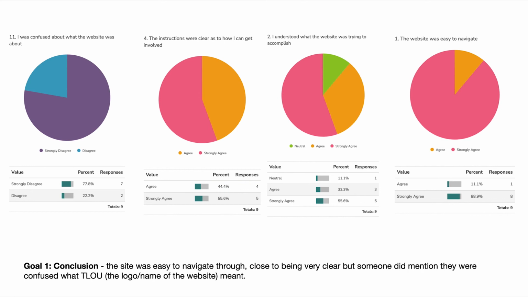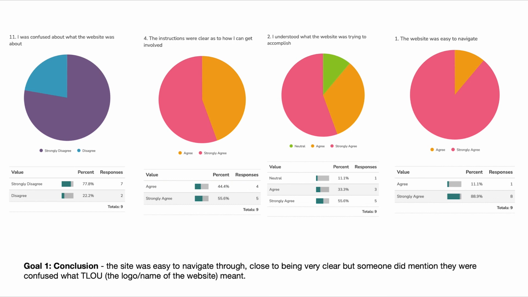But you can see that everyone disagreed that they were confused about the website. They all agreed that the instructions were clear. Most of them said that they understood what the website was trying to do, and they all agreed that the website was easy to navigate.